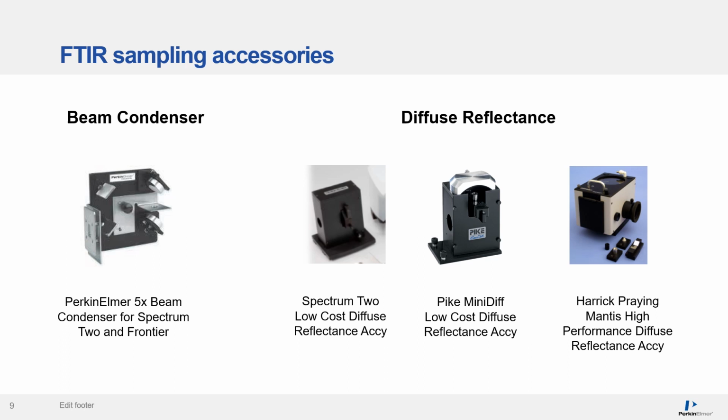For diffuse reflectance measurements, there are a range of accessories from PerkinElmer or third-party accessory manufacturers. For rapid screening of gemstones, we can use the PerkinElmer or the Pike low-cost diffuse reflectance accessories. The real Rolls-Royce of the diffuse reflectance accessories is the Harrick Praying Mantis, and this should be used for detailed gemstone testing.